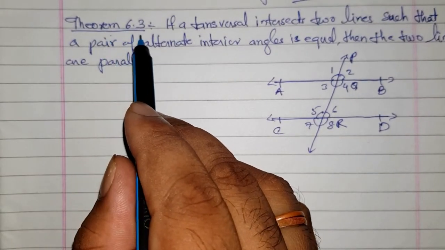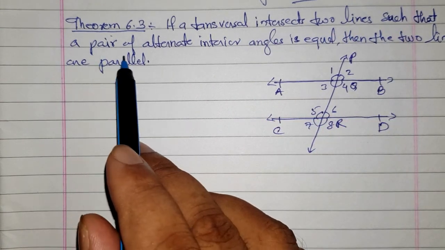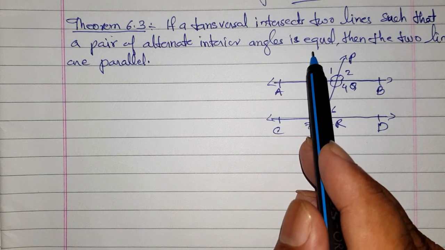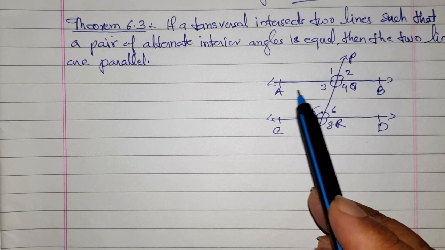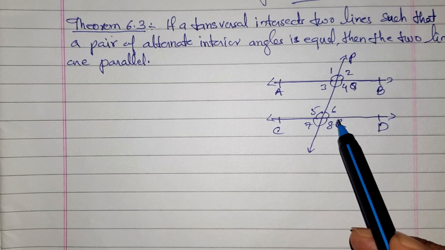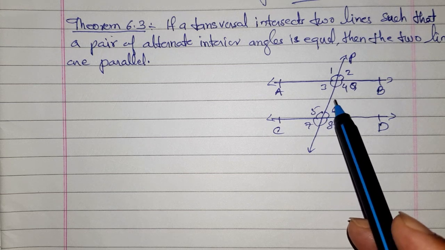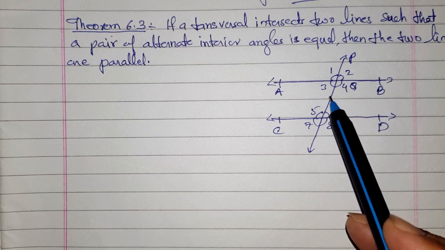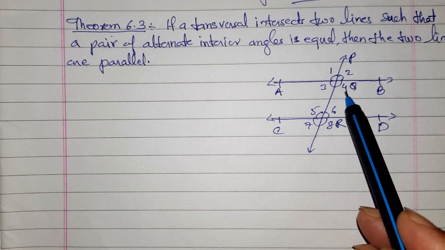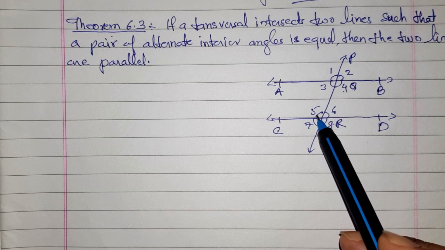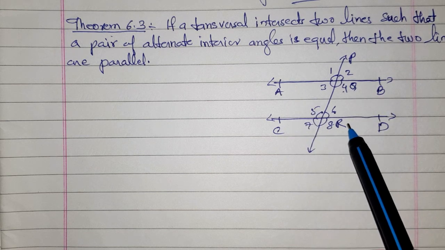Let's see theorem 6.3. If a transversal intersects two lines such that a pair of alternate interior angles is equal, then the two lines are parallel. Here AB and CD are the two lines that are given to you, and P is the transversal. So here it is given that alternate interior angles are equal. So angle 3 is equal to angle 6, angle 4 is equal to angle 5, that is given to you, and you have to prove AB is parallel to CD.